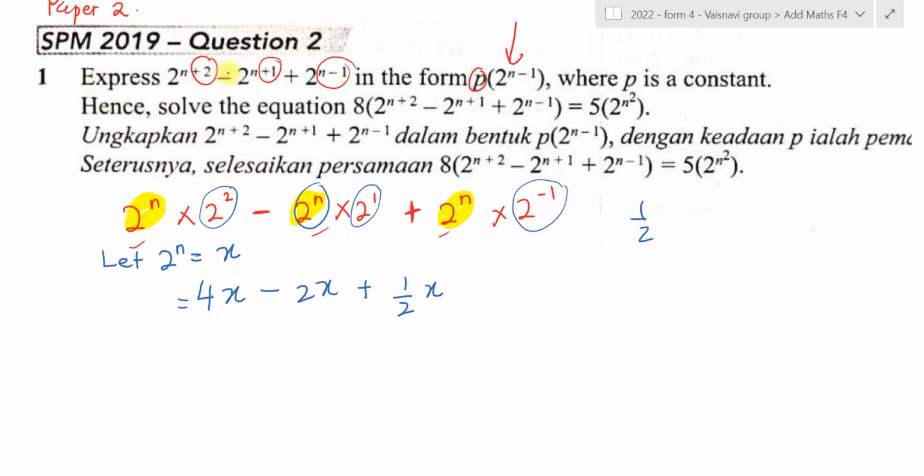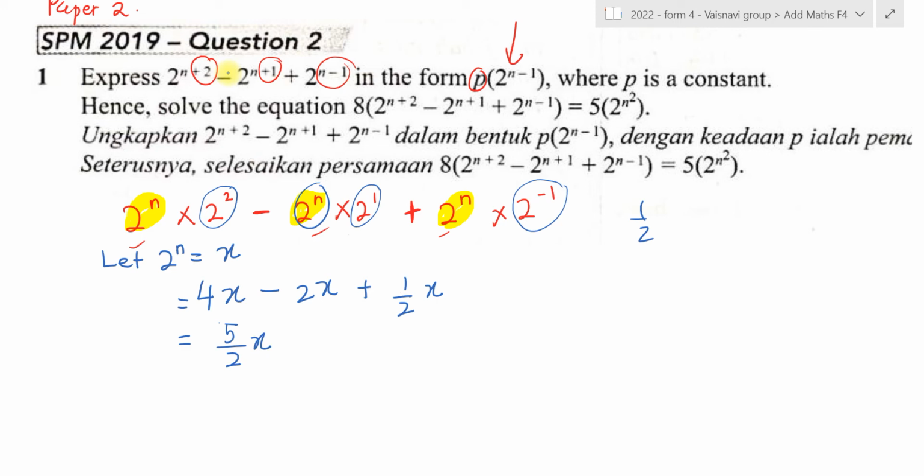So what will be the solution? Okay, calculate for me, Safrina. What is that? 4 minus 2 plus half. 5 over 2. Okay. Yeah, 5 over 2 x.